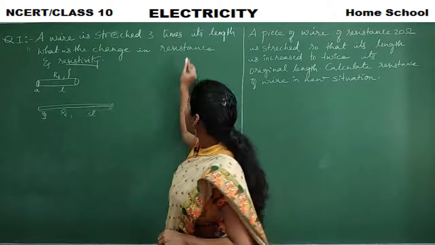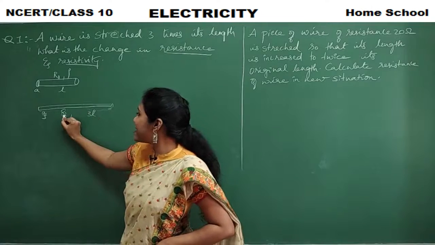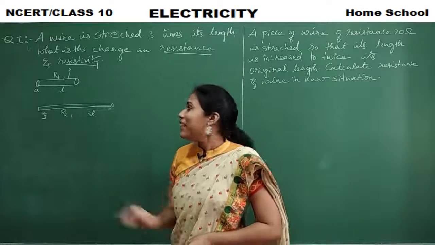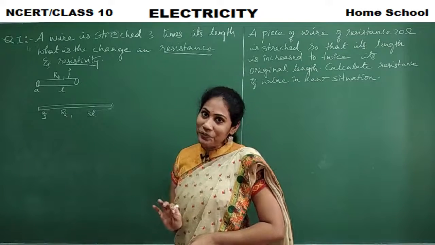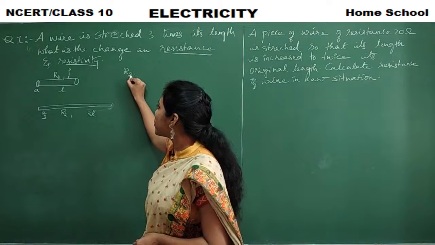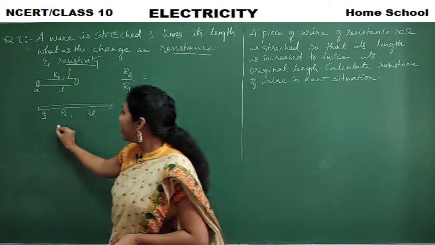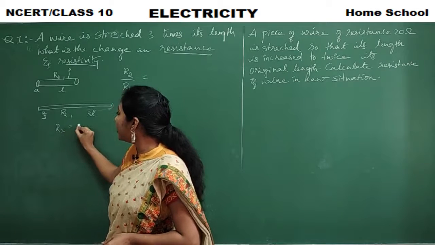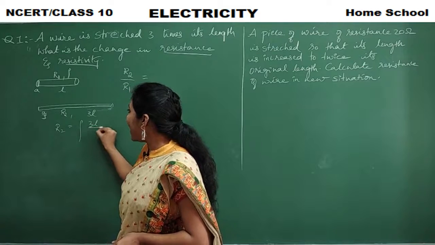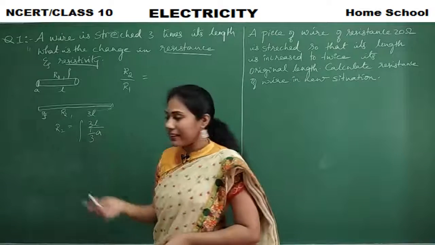But what they are asking in the question is how many times the resistance will change compared to the original one. So how do you do it? The best way of doing such a problem is taking a ratio. Take the ratio R2 by R1. So what is R2 here? R2 is equal to rho into 3L divided by A by 3.